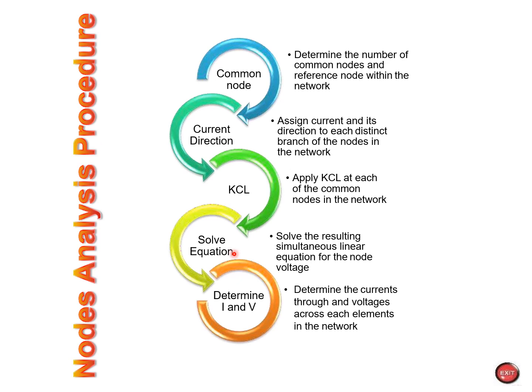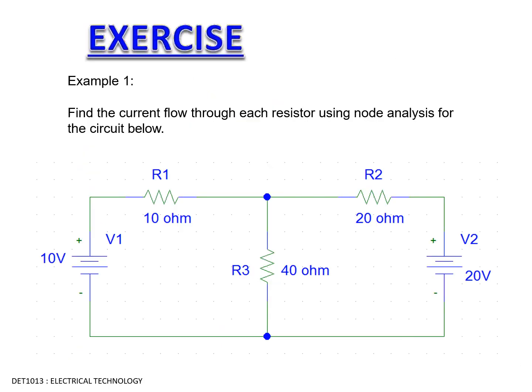Then solve the equations. After solving the equations, find out the values of I and V. Okay, let's apply now. Let's apply the knowledge of Kirchhoff's current law in solving this problem. See the question: find the current flow through each resistor using node analysis for the circuit below.